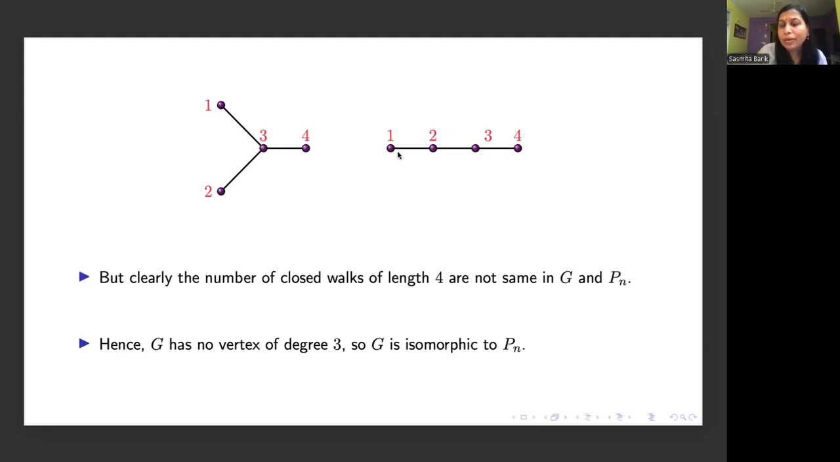Now in the path part, if you count, then you can go from 1 to 2 and then come back like this, you can have 1. You can also go 1 to 2 and 2 to 3 and then come back, that will give you 1. These are the only two for 1. Again for 2, when I count, I can go this way, that will give me 1. I can go this way up to 3 and come back twice, that will give me 1. I can go up to 4 and come back, that will give me 1.